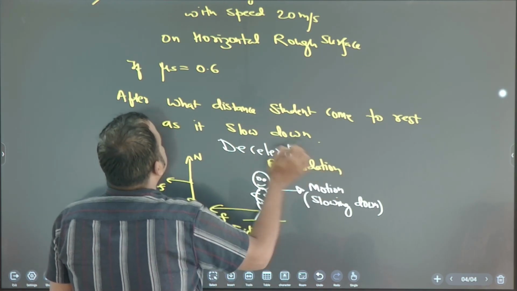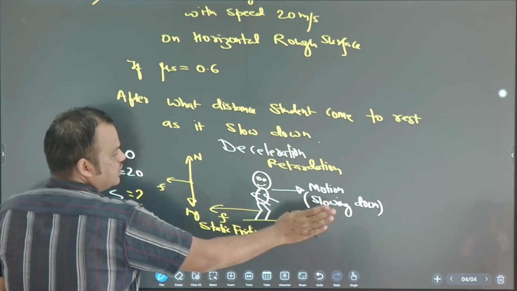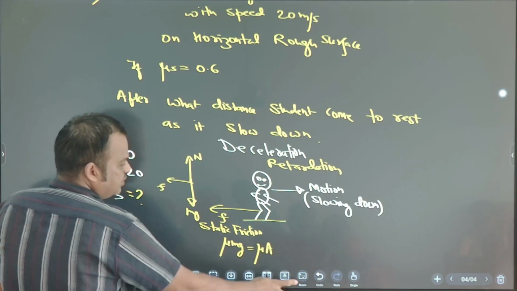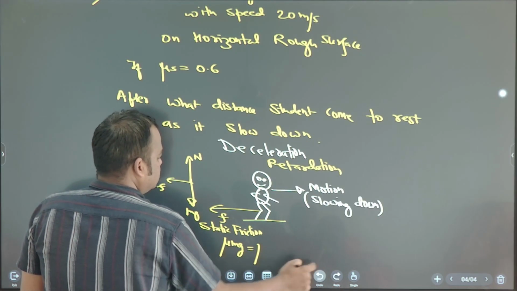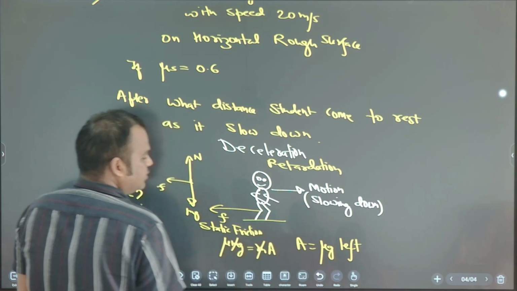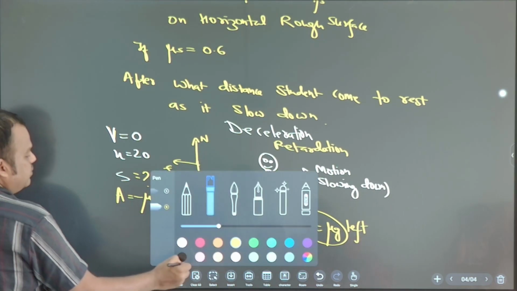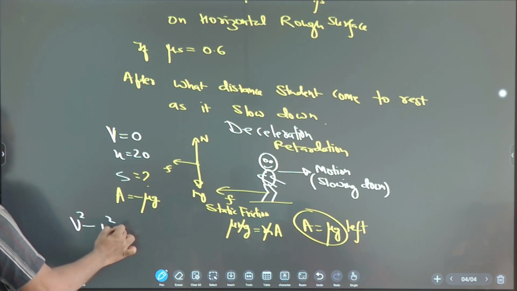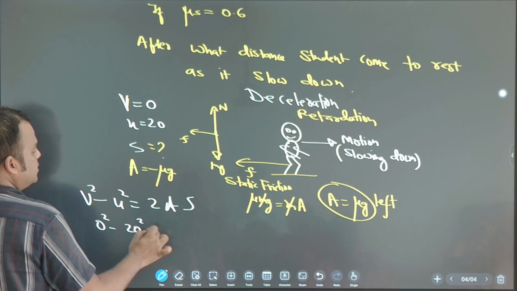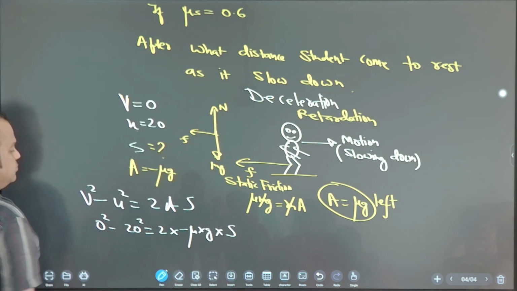Now calculate the distance covered. What distance will it cover? The distance covered is s. Acceleration will be plus or minus? Mu mg is equal to ma, so m cancels and a is equal to mu g. Direction is left, so take minus mu g. Now which equation will you use? Kinematics: v square minus u square is 2as. Good. Zero square minus 20 square is 2 into minus mu g into s. The mu value I have given; g is 10.